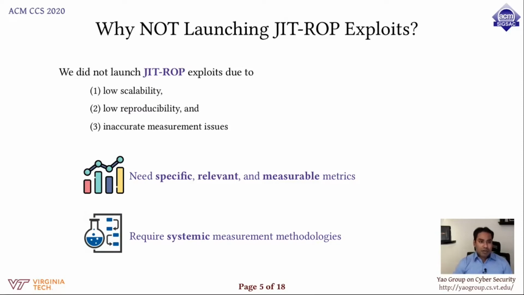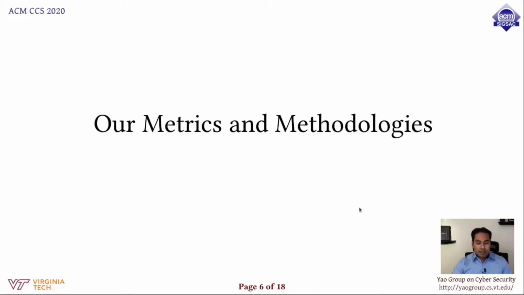One might ask, why not launch JIT-ROP exploits instead of emulating some parts of it? We did not launch the JIT-ROP exploit due to its low scalability, low reproducibility, and inaccurate measurement issues. In order to make large-scale measurements, we need specific, relevant, and measurable metrics, and we also need systematic measurement methodologies. So what are our metrics and methodologies?